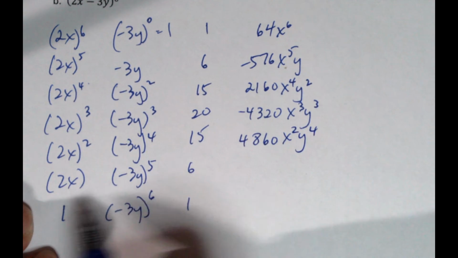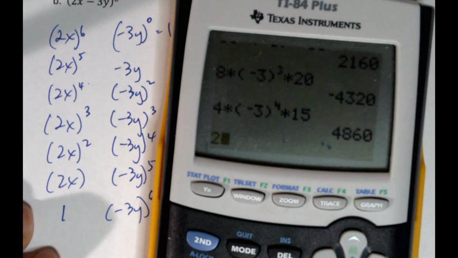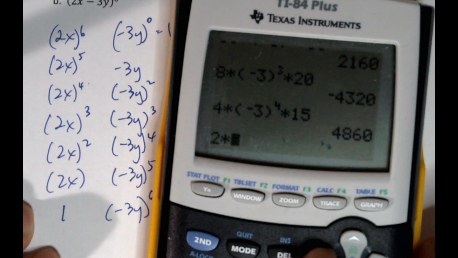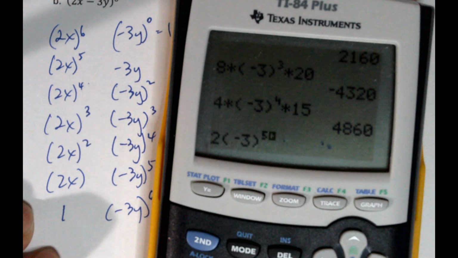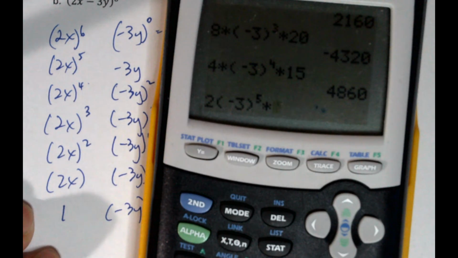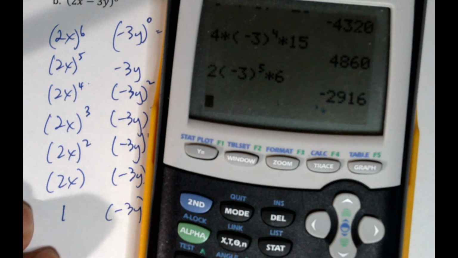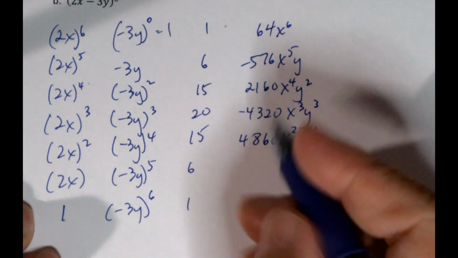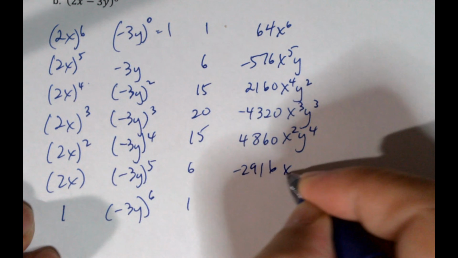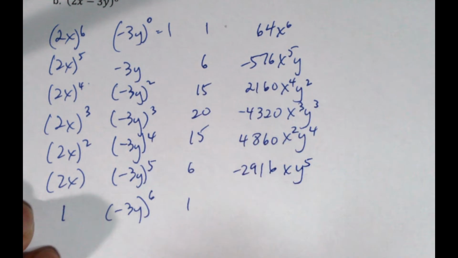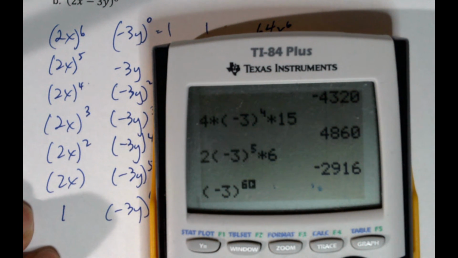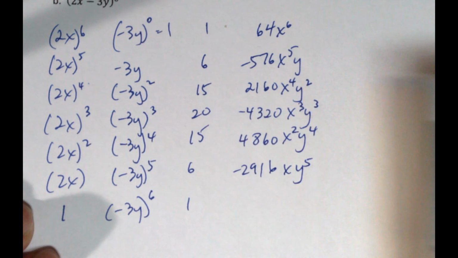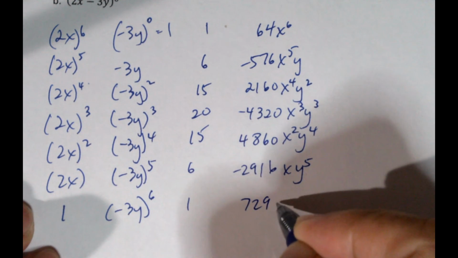Now we do 2 times negative 3 to the 5th. Oops, I forgot the parentheses. Negative 3 to the 5th times 6. And I have negative 2,916. X, y to the 5th. Now I do negative 3 to the 6, in parentheses, and I have 729, y to the 6.